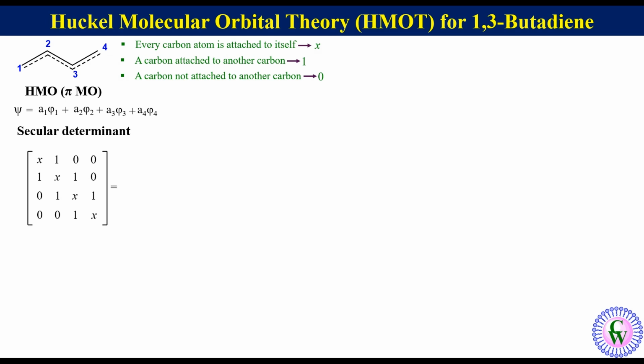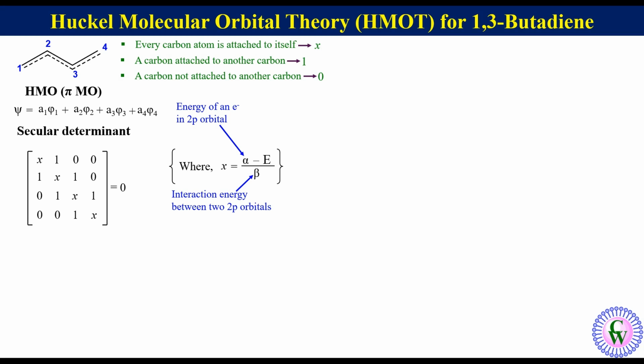This will be equal to 0, where X is equal to alpha minus E upon beta. Alpha is the energy of an electron in a 2p orbital. Beta is the interaction energy between two 2p orbitals, which is always negative, and E is the energy of a particular Huckel molecular orbital. This is a determinant of a 4 into 4 matrix.